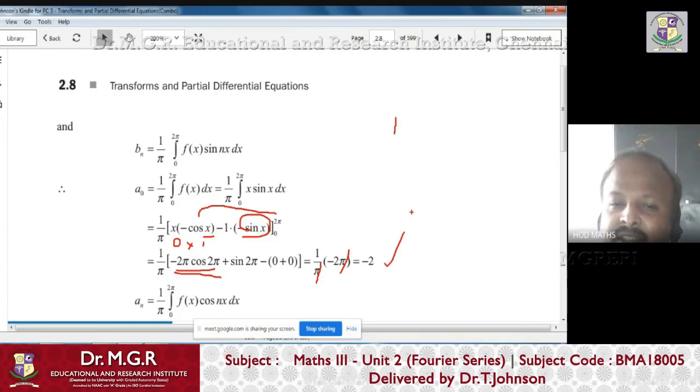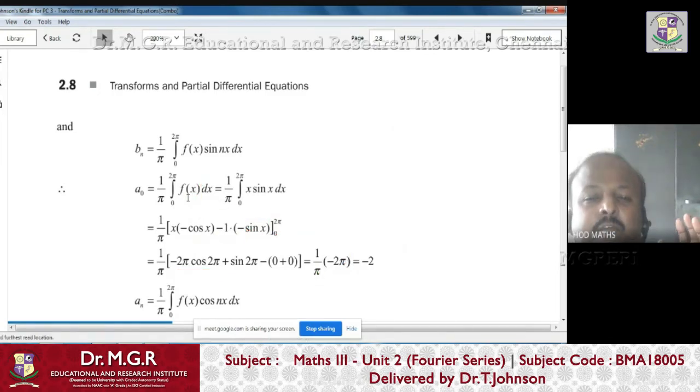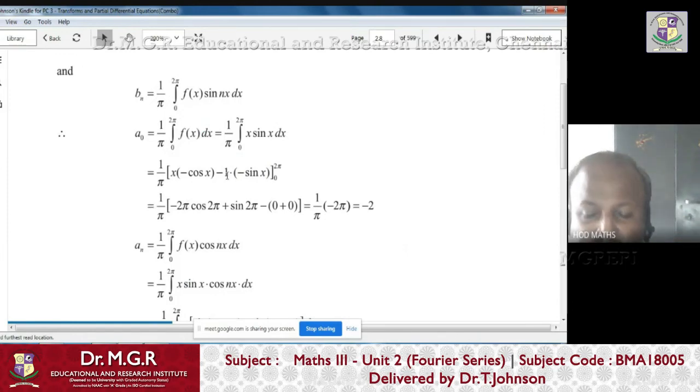Why are you finding a naught separately? Certain things are there in the theory, so they find it in a separate manner, right? At your level you have a nice formula for a naught, because for a naught there is no cos, there is no sine. Simply you have to integrate f of x. But for an you have to add that extra term, that is cos nx. Apart from that everything is the same, whatever x sin x is here, 1 by pi everything is there, but the extra thing is cos nx.